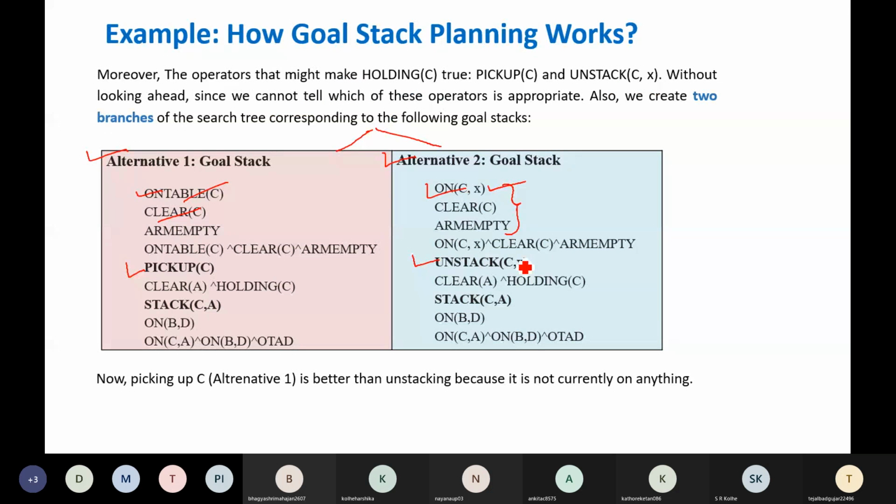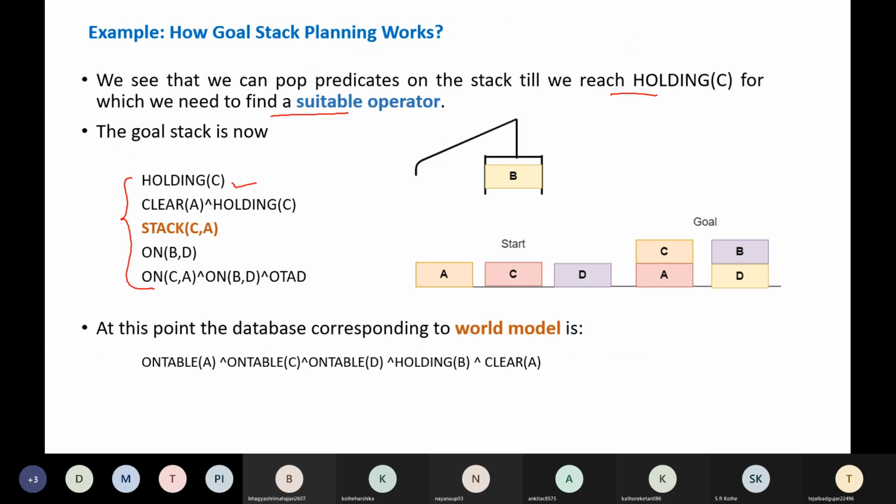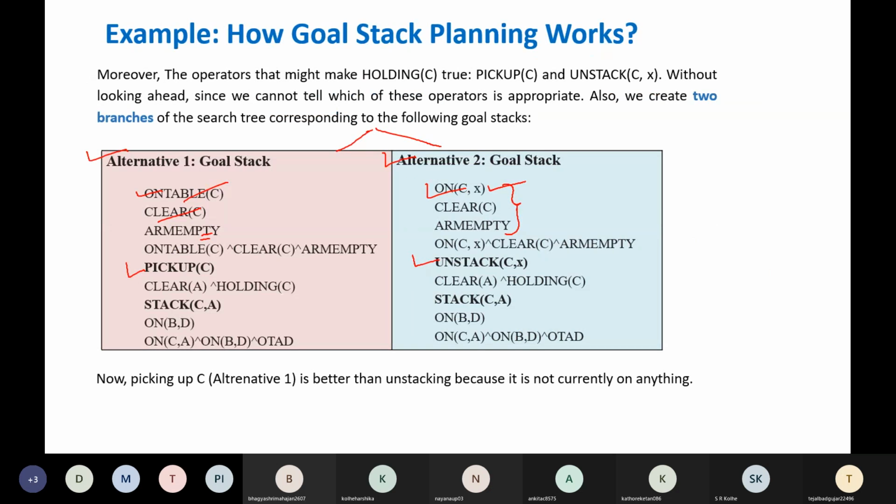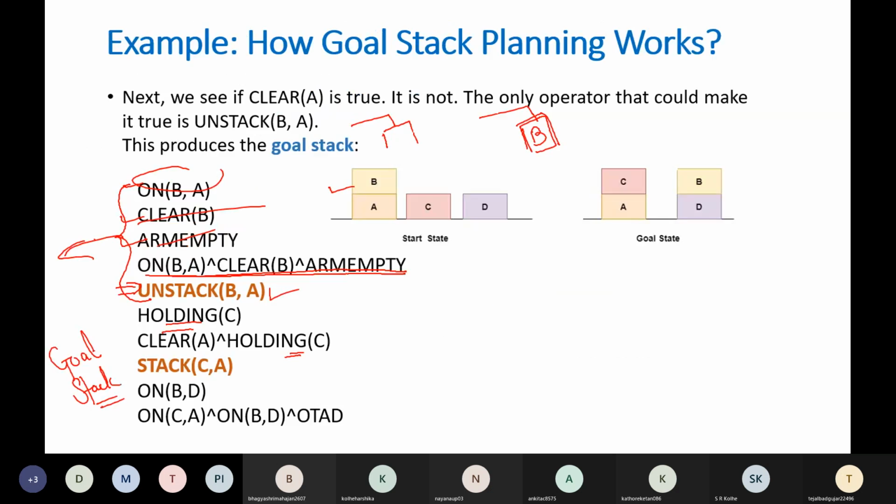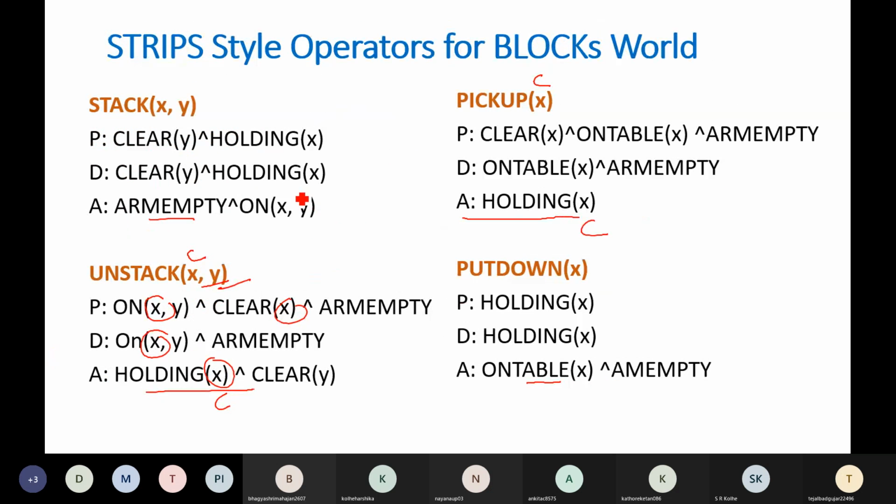The remaining precondition of pick up C is arm empty now, which is not satisfied because holding B is true. Go back, holding B is true. Now there are two operators which can be applied, stack Bx and put down B, as I told you. Stack Bx and put down B, because here arm empty, out here also arm empty.